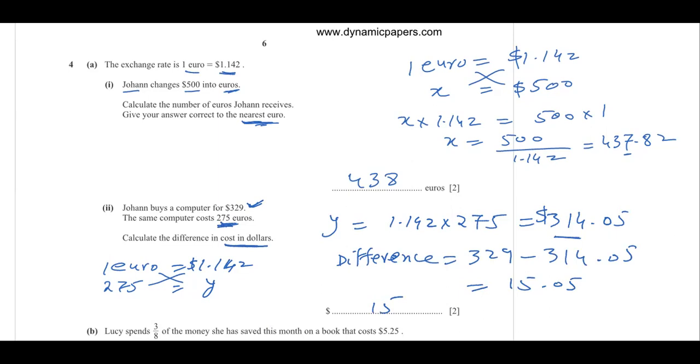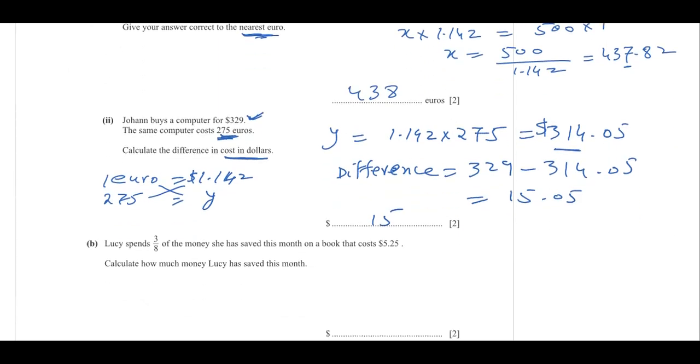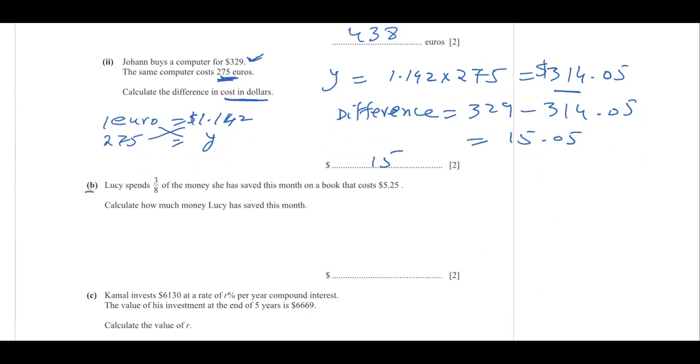All right. Now next is part B. Lucy spent 3/8 of the money she has saved this month on a book that cost $3.25. Calculate how much money Lucy has saved this month. It's given 3/8 of the total she was having this month. She bought the book whose cost is $5.25.